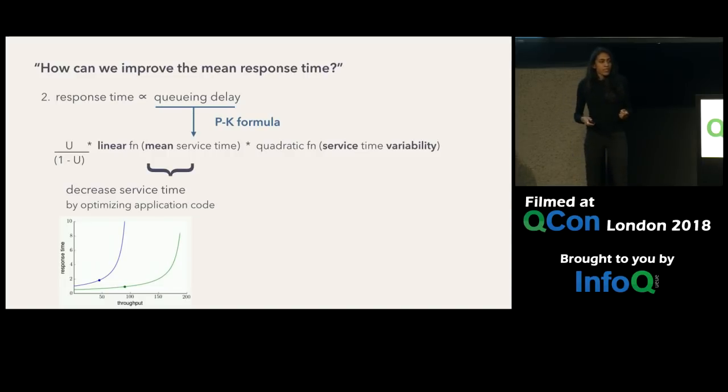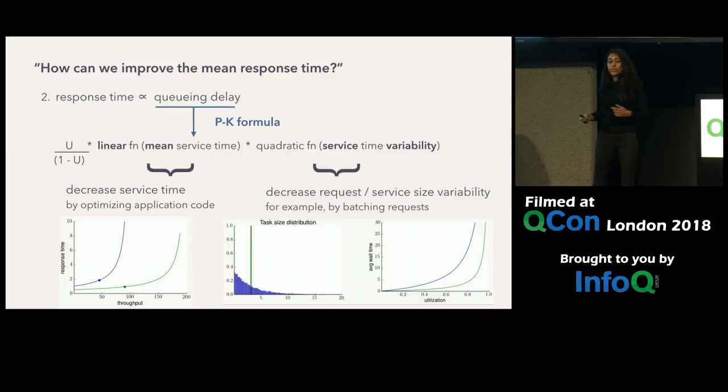The PK formula also tells us that queuing delay has a quadratic dependency on the service time variability, right? Which means that if the time taken to process each request has a lot of variance, that's bad, because that causes more queuing. And so we can try and decrease the variance, for example, by batching requests in order to make sure that they all take approximately the same amount of time. And this is what the graph looks like.